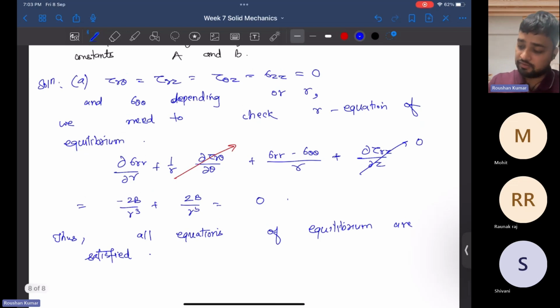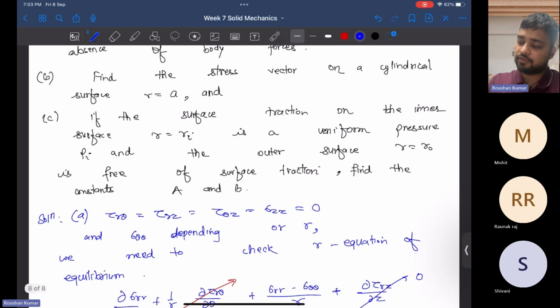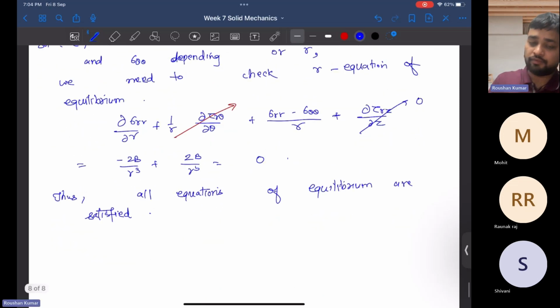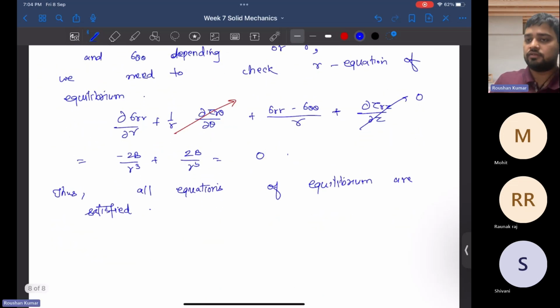The second part says, find the stress vector on a cylindrical surface at r equal to a. So we have to find the stress vector, that is basically the traction vector, and we know the components of the stress tensor. Using the traction and stress relation, T equal to sigma n, we can find the traction vector on the surface at r equal to a. First we have to find the direction of the unit normal to the surface at r equal to a.